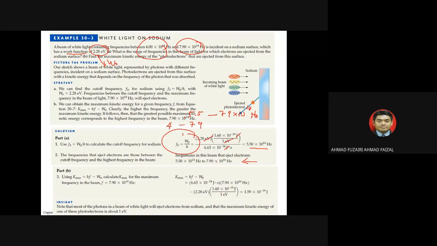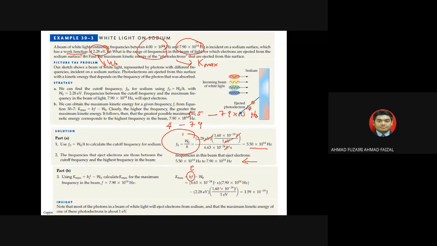And the second one, find the maximum kinetic energy of the photoelectrons. This is another term in the photoelectric effect. The kinetic energy, so we should find the K max. What is the K max? They didn't put E because you already know E equals hf. So hf minus hf naught.